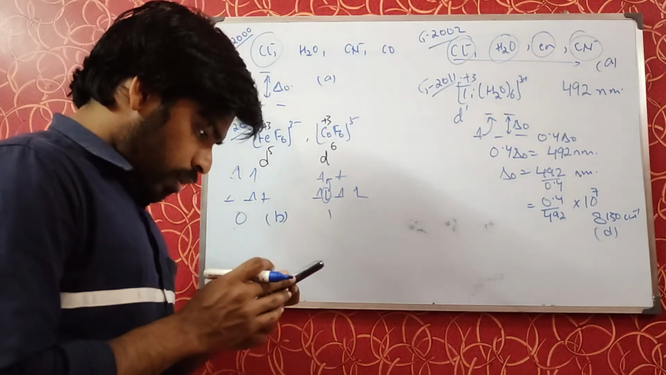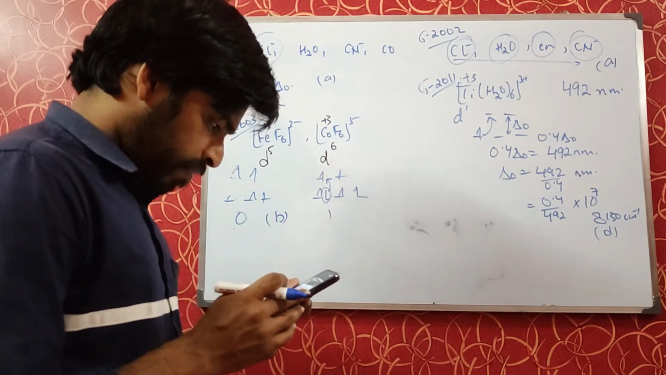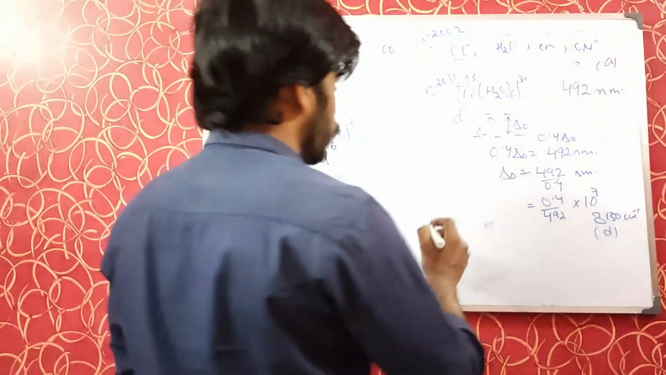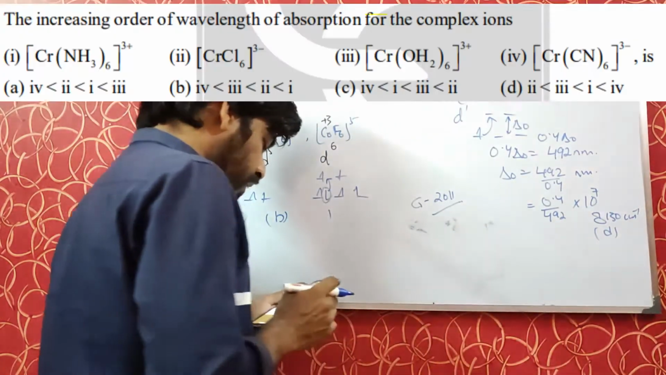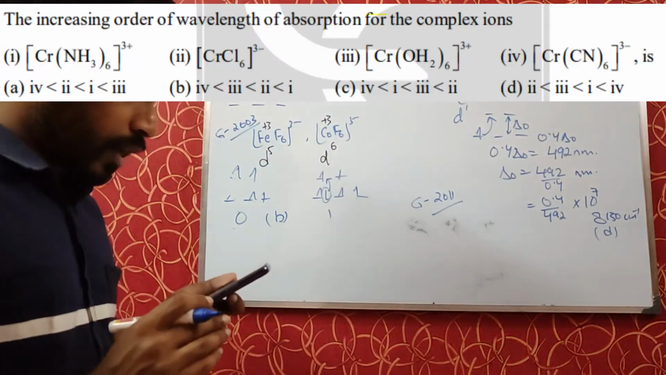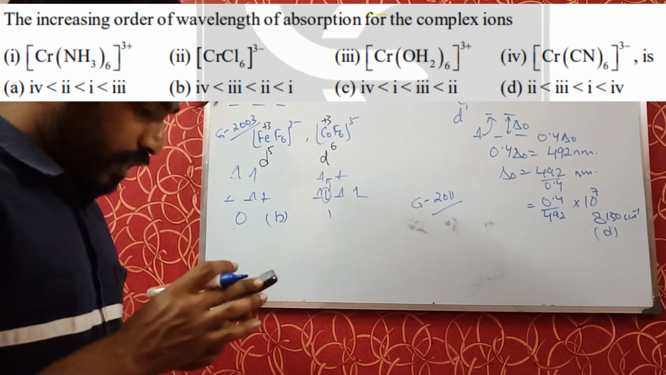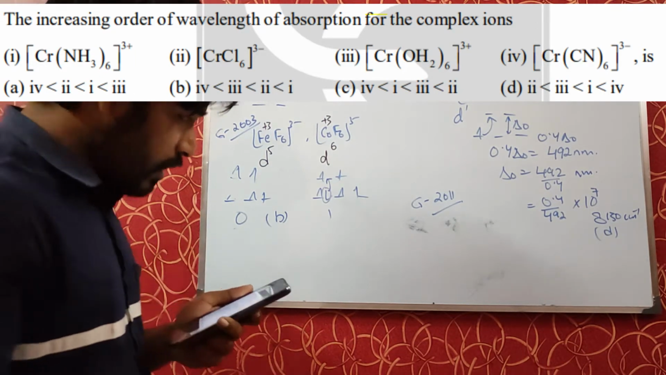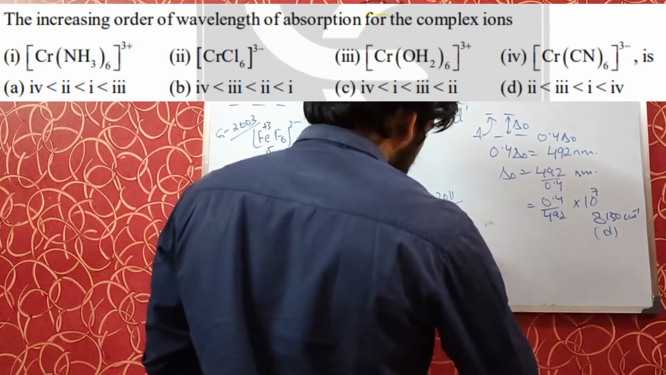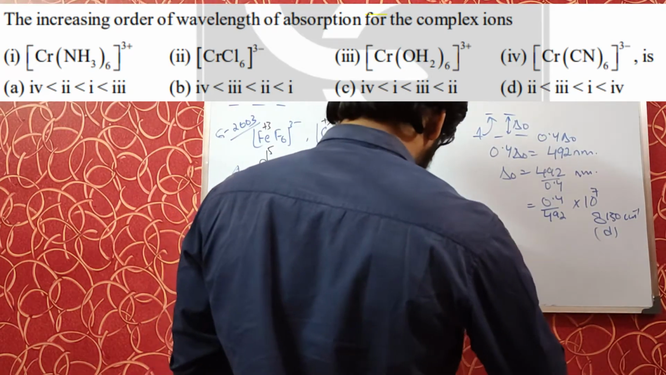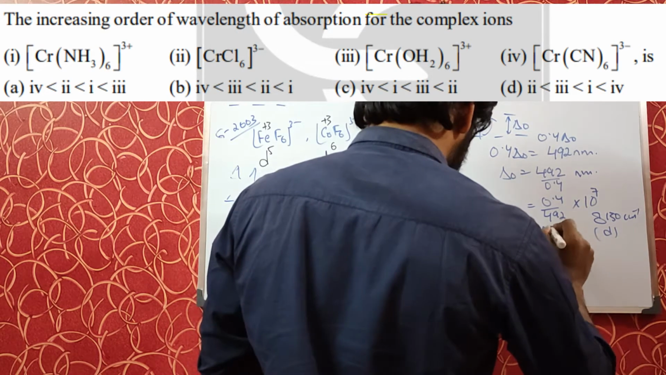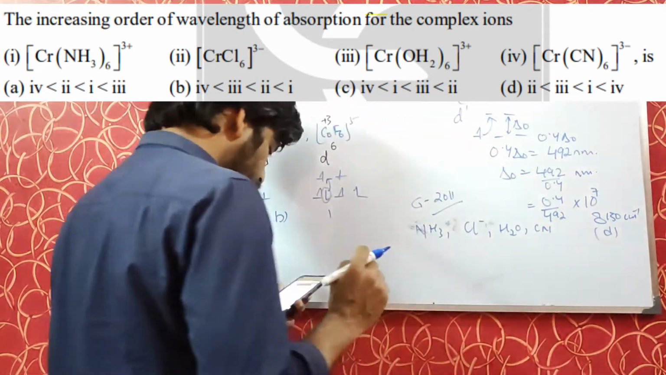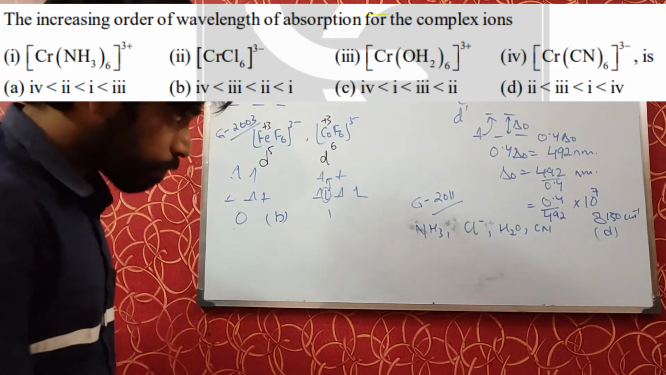Okay. The next question we have is from GATE 2011 again. And the question says the increasing order of the wavelength of absorption for the complex ions. Again, these are all octahedral complexes. We just need to look at the ligands. And finally, CN. So you have to write the increasing order of the wavelength.